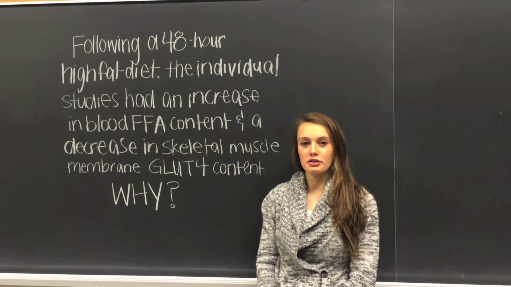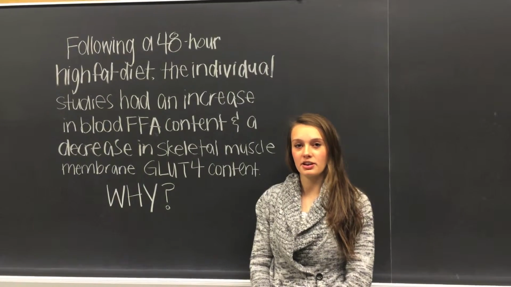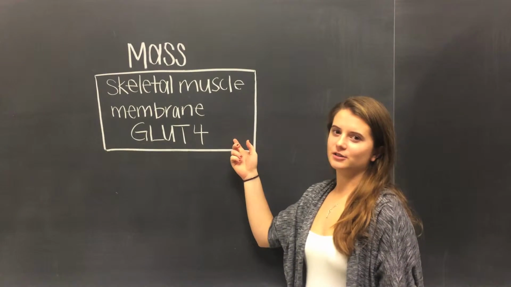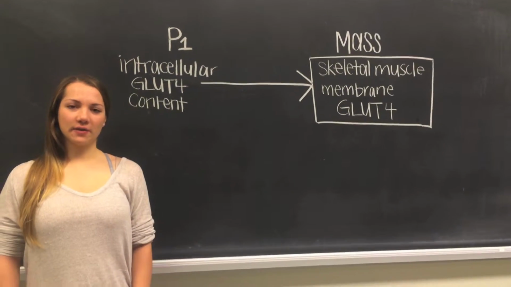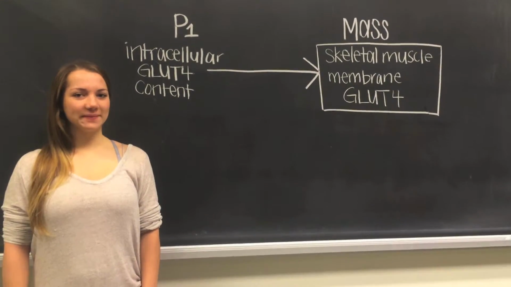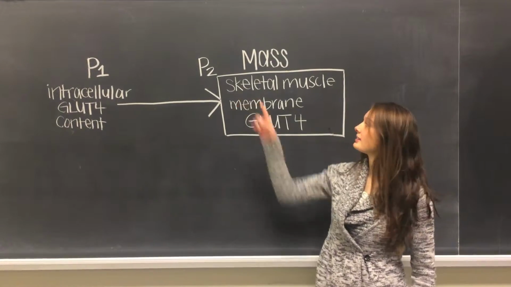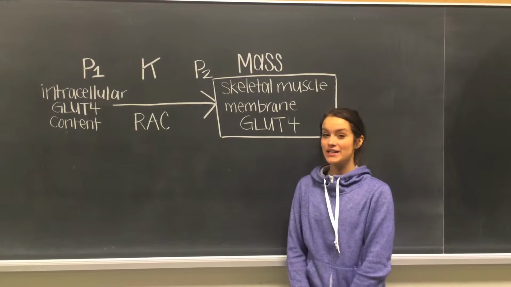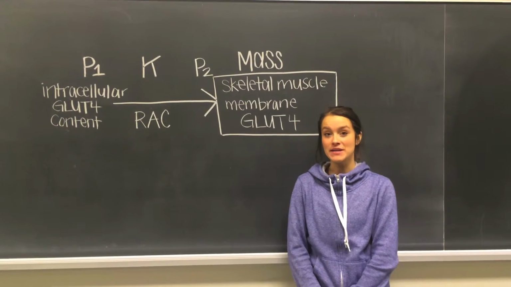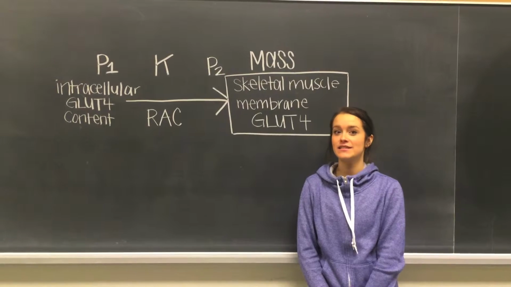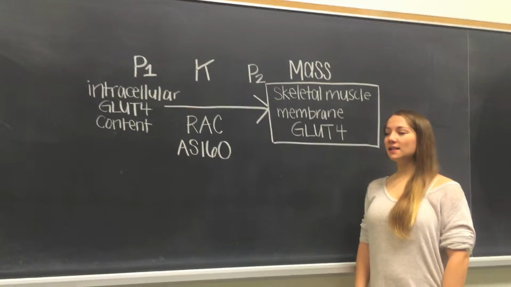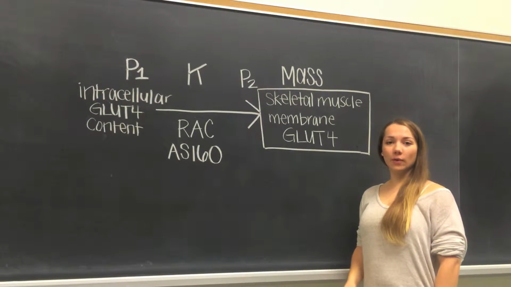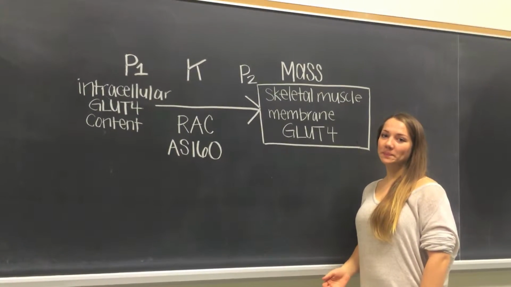We will present and further explore this problem within the context of the conservation of mass model. For this problem, our mass will be skeletal muscle membrane GLUT4. Our P1 for inflow is intracellular GLUT4 content. Our P2 for inflow is our mass, skeletal muscle membrane GLUT4. Our conductance for inflow is RAC, which carries the GLUT4 to the skeletal muscle membrane via actin cytoskeleton. Another factor for conductance is AS160, which when inhibited via phosphorylation allows GLUT4 to fuse to the skeletal muscle membrane.